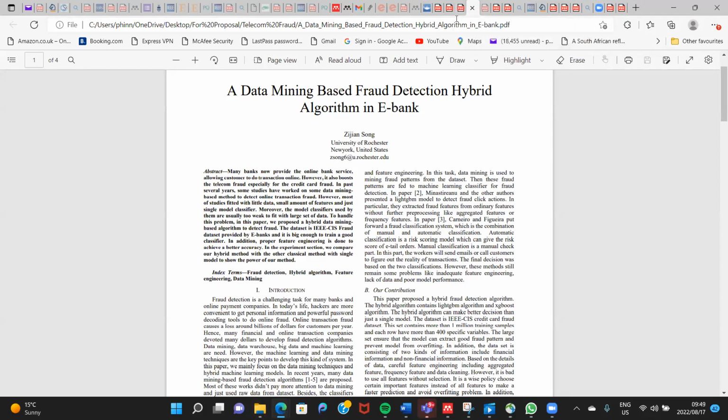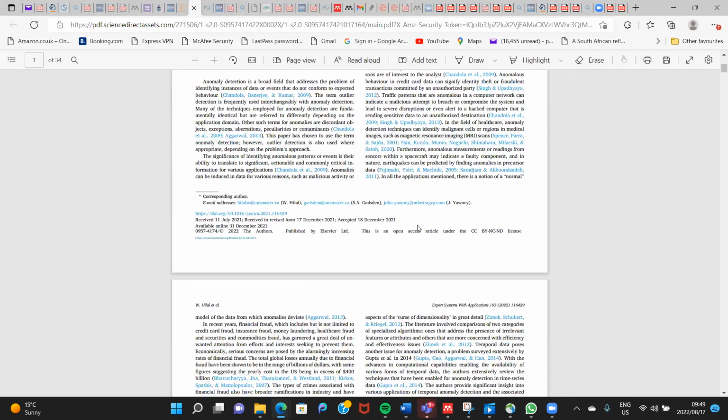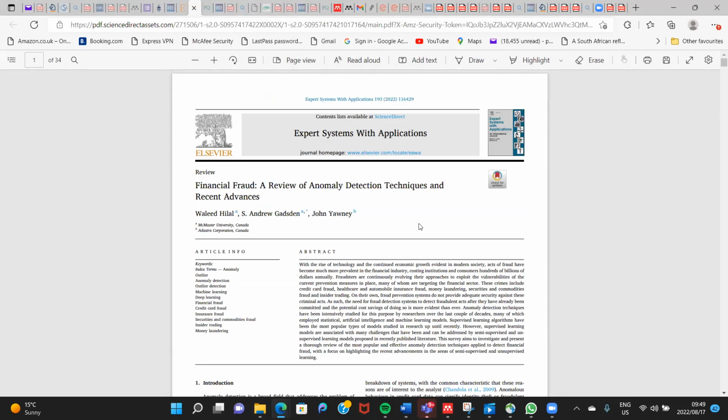I can pull one of the papers from here, so that we look at it. I think there's this one from Elsevier. Okay, let's look at that.